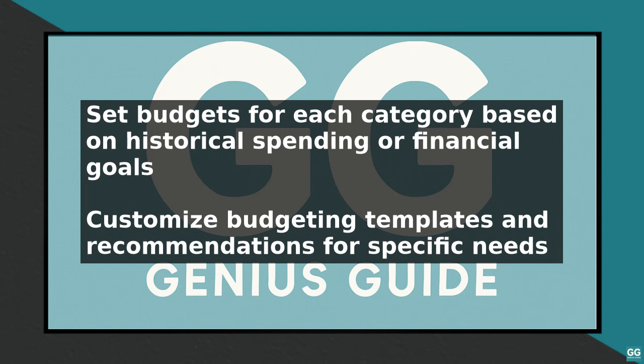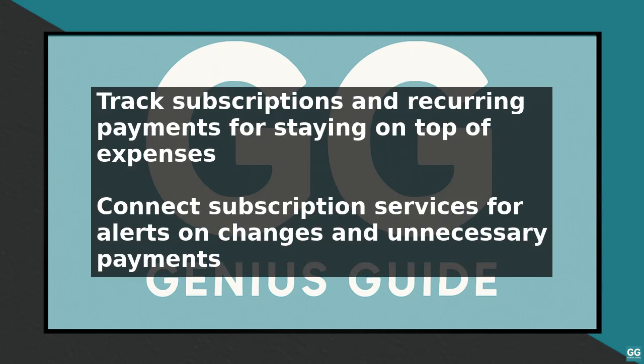track your progress. Another key feature of Rocket Money is the ability to track subscriptions and recurring payments. You can connect your subscription services, such as Netflix or gym memberships, and Rocket Money will track the payments and alert you to any changes. This helps you stay on top of your expenses and avoid unnecessary payments.